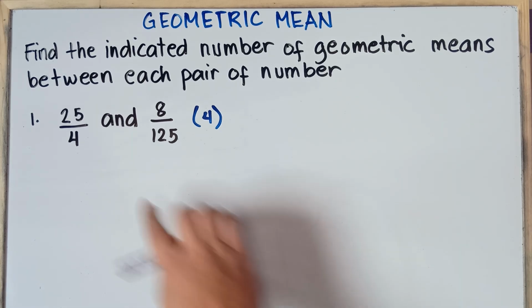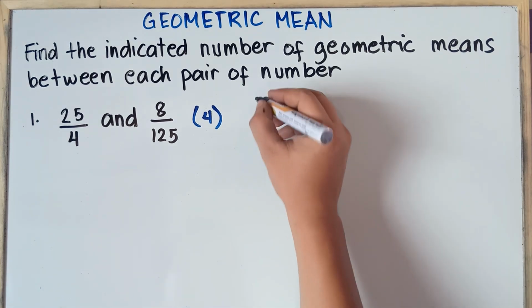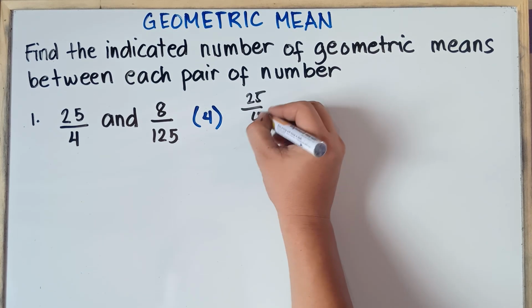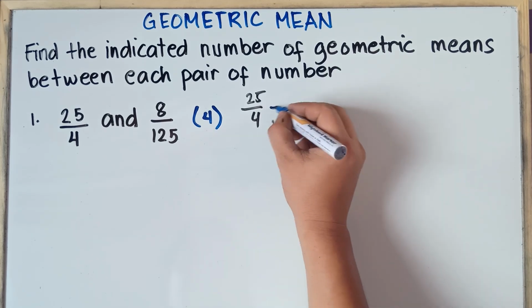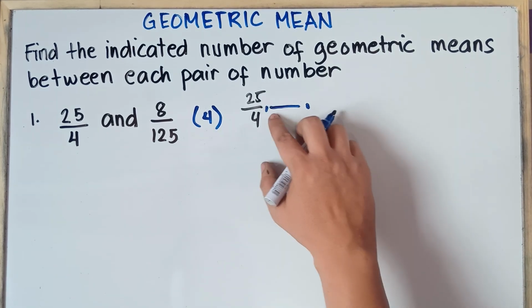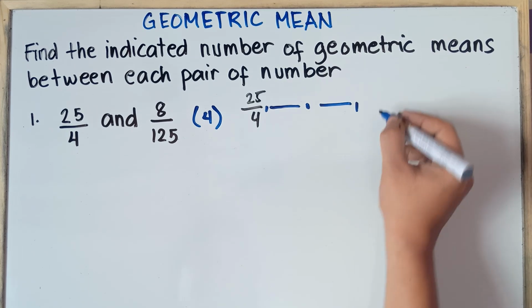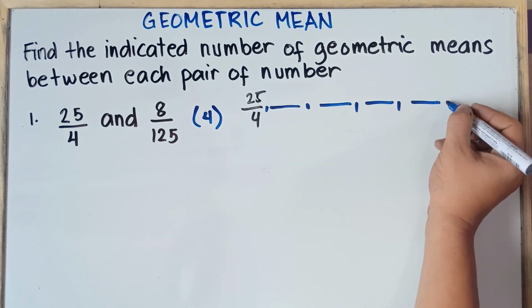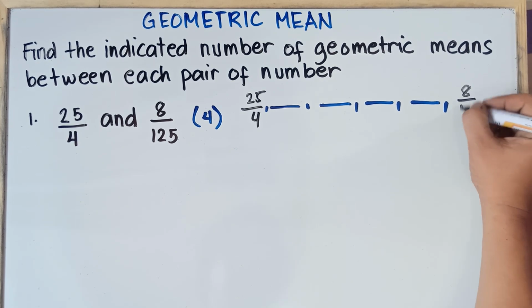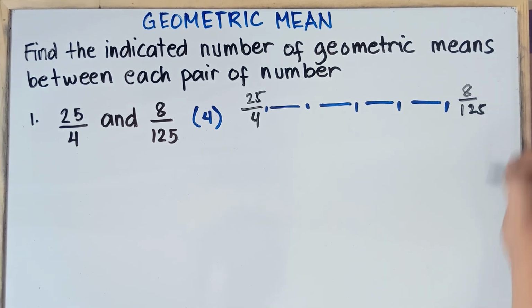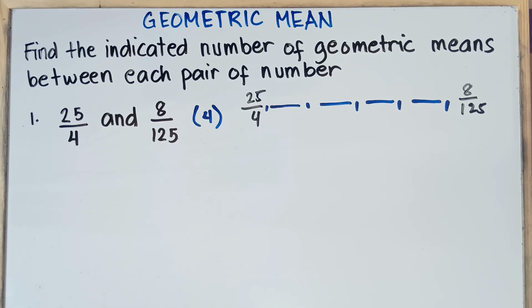Alright, so let me just write this one, class. Once again, we are given 25 over 4, and we're going to insert 4 terms with these given 2 terms. So 1, then 2, then 3, then 4. And our last term, class, is 8 over 125. Alright, so once again, you need to find the common ratio.